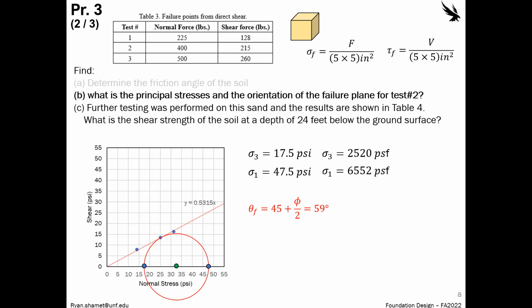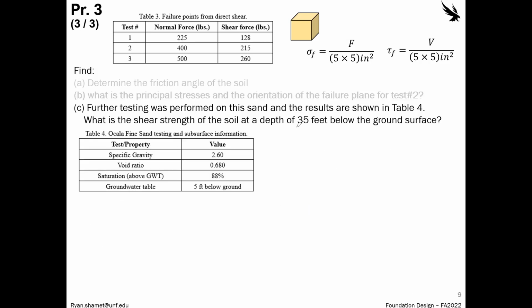All right, so for question 3, 35 feet, I'm sorry, that's what it should say. So this asks us to find the shear strength of the soil at this depth. So remember, the shear strength using Mohr-Coulomb is this right here. But since we're dealing with sands, this c value is 0 since there's no cohesion. So what we have is just this equation right here. So we've already found our friction angle.